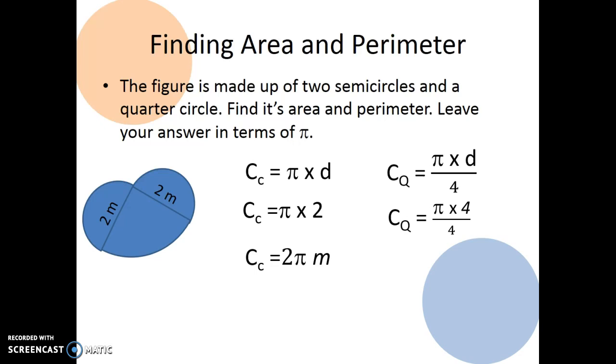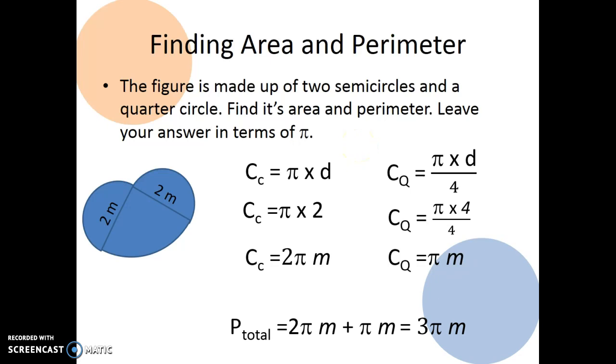For my quarter circle, it's going to be pi times diameter divided by 4. So pi times 4 divided by 4. Now remember, since this little edge is the radius, that's why the diameter of that quarter circle is 4. So those will cross cancel, and my perimeter of the quarter circle is just pi. I'm going to add those together. 2 pi plus pi is 3 pi meters.